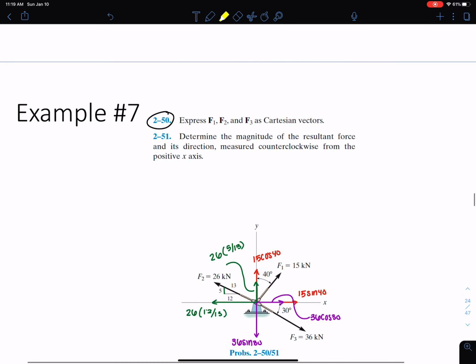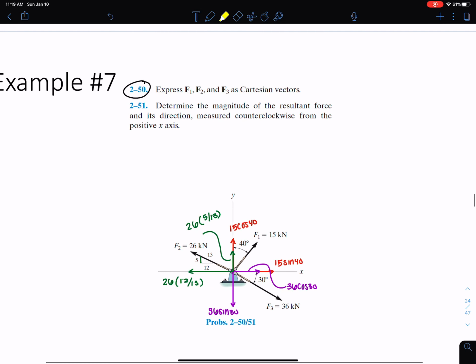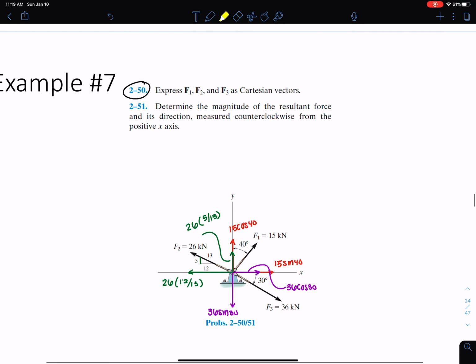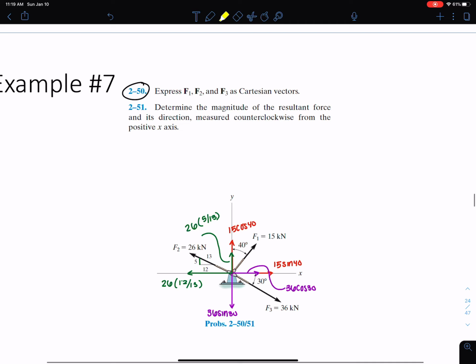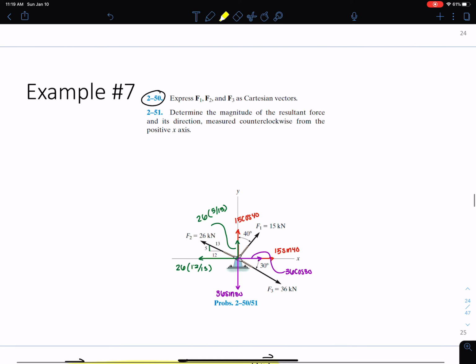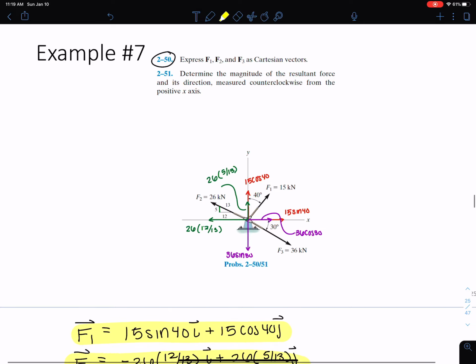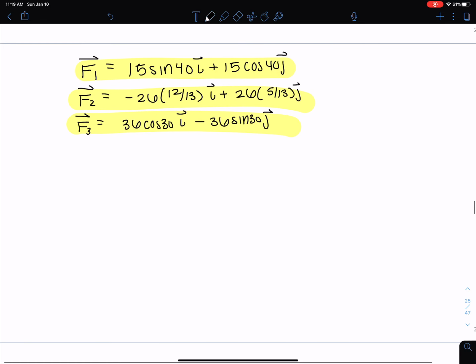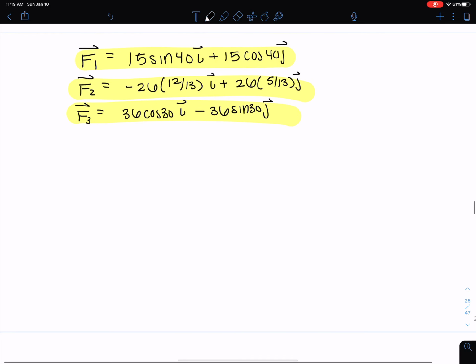Okay. Now for 2-51, we want the magnitude of the resultant force and direction measured counterclockwise from the positive x. So basically, magnitude and direction of the resultant force. So all we have to do here is we remember that FR is just the sum of all those forces. So I'm going to start here by putting everything in the I direction together.